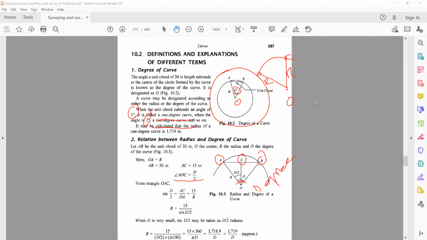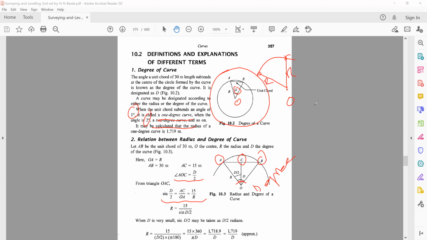And in the triangle OAC, we have sine d by 2 is equal to AC over OA. So this is a right angle triangle now. You have one angle which is equal to d by 2. You have the angle at the point C, which is equal to 90 degrees, because this is a line that we drew by ourselves. And if you take the sine of the angle d by 2, you get AC over OA. Now, AC is equal to 15 meters, we just discussed. And OA is the radius of the curve. So you get sine d by 2 is equal to 15 over r. And if you readjust the equation, radius becomes equal to 15 over sine d by 2.